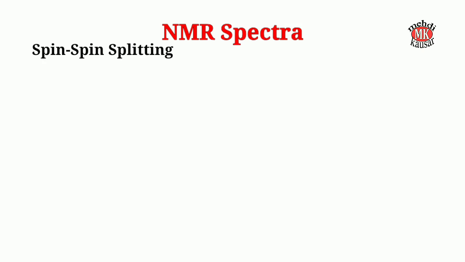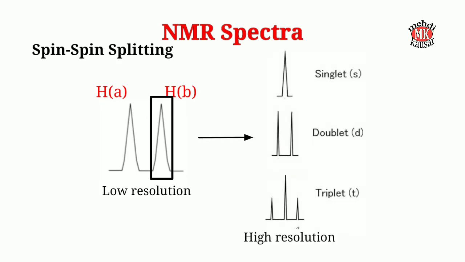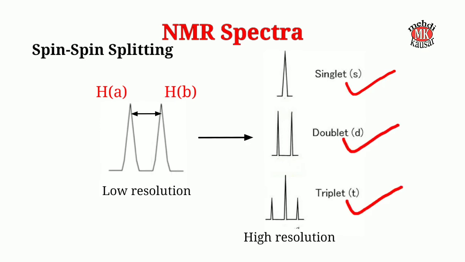The second term that we have to understand to predict the NMR spectra is spin-spin coupling or spin-spin splitting. Due to the interaction of the magnetic moments of one set of equivalent nuclei with those of another set, the lines in the NMR spectrum under high resolution split into a number of finer lines which are called multiplets. This type of splitting is known as spin-spin splitting or coupling.